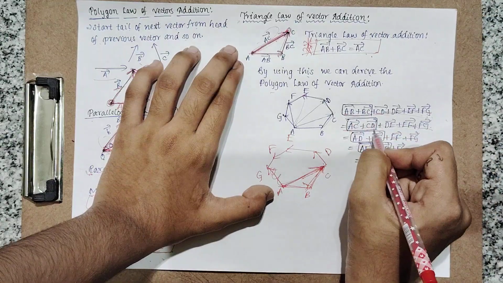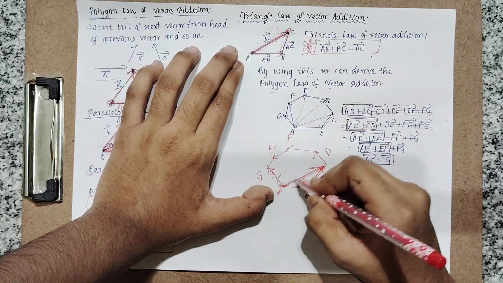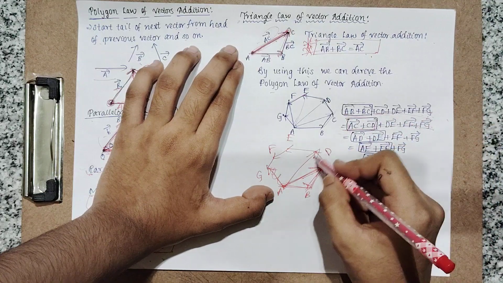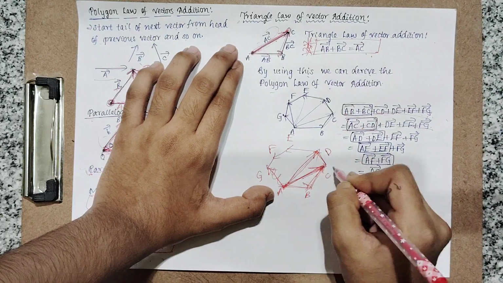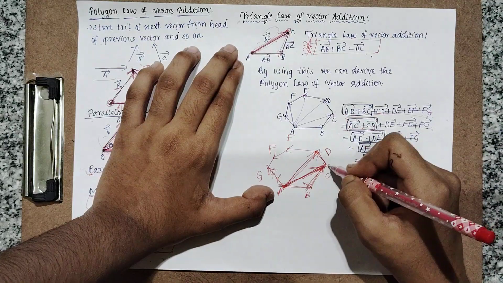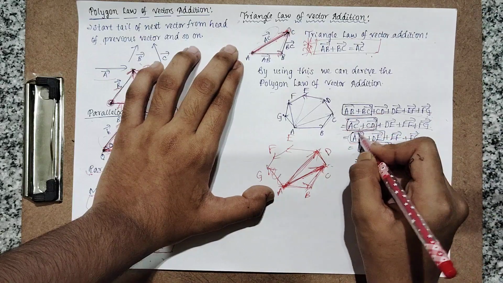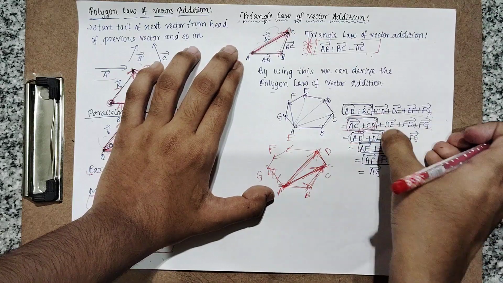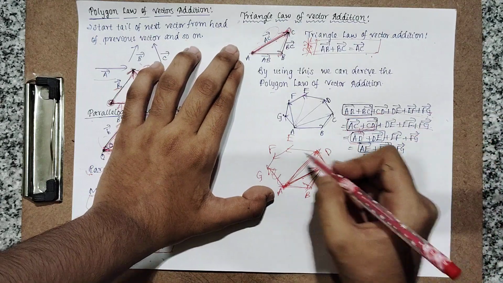And then again take the first two vectors. Now, this will be another triangle, that is ACD. So here AC bar plus CD bar is again equal to AD bar. So you simply place AD bar in the place of this, and now continue with DE plus EF plus FG. And now AD bar plus DE bar.